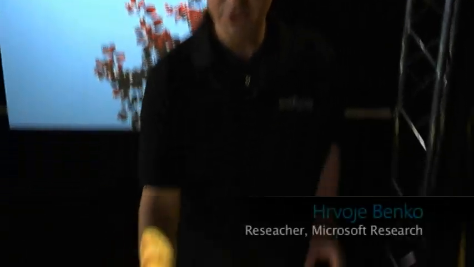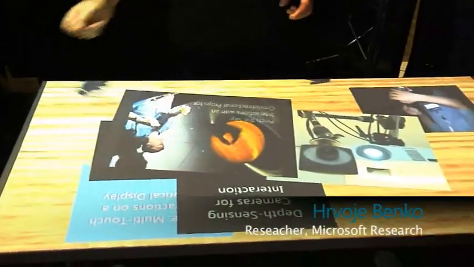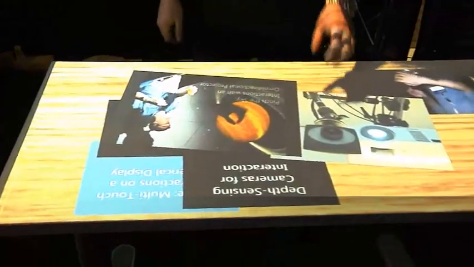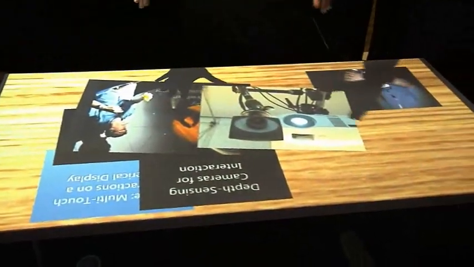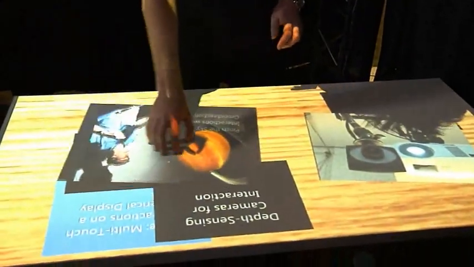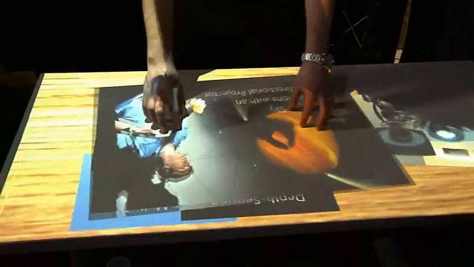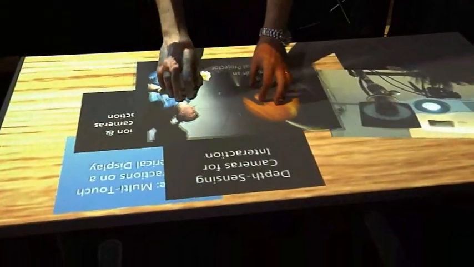So what we have down here is a regular tabletop. There's no instrumentation in the tabletop. It's a standard issue Microsoft table. But what we can do is project the appearance of the interactive tabletop, and we can track what the user is doing on the table from the depth sensing cameras above. So here are all the typical surface-like interactions that one could expect from an interactive surface.